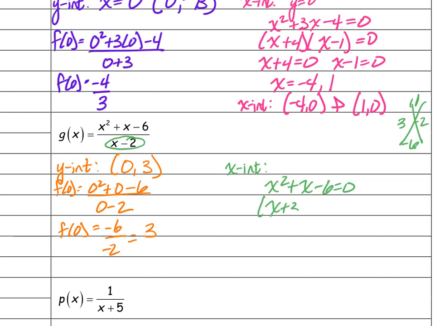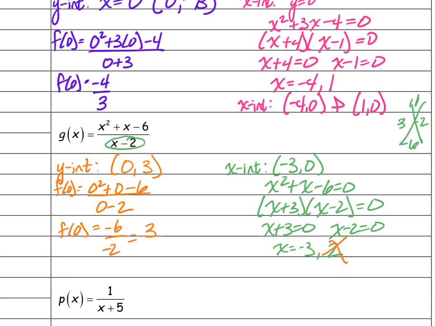So x plus 3 and x minus 2 equals 0. So x plus 3 equals 0, or x minus 2 equals 0. So x either equals negative 3 or positive 2. Well, I have an issue with positive 2 because positive 2 makes my denominator 0, so it can't be that. So my x-intercept is going to be negative 3, 0. I only have one x-intercept because the other one makes my denominator 0.